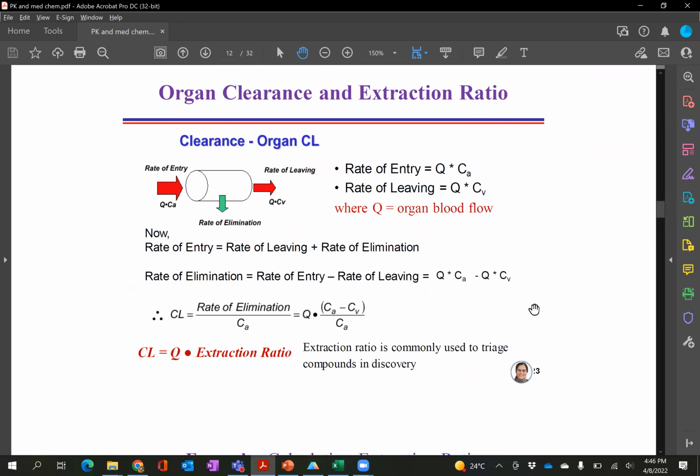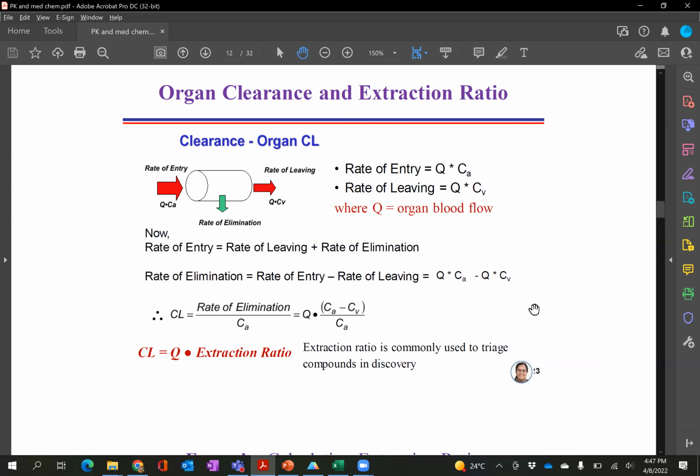Yeah, this is another interesting thing I think all of us should know: so-called organ clearance and extraction ratio. What does it mean? Basically, the way it works, we have the blood flushing through the liver, right? And there's a flow rate.